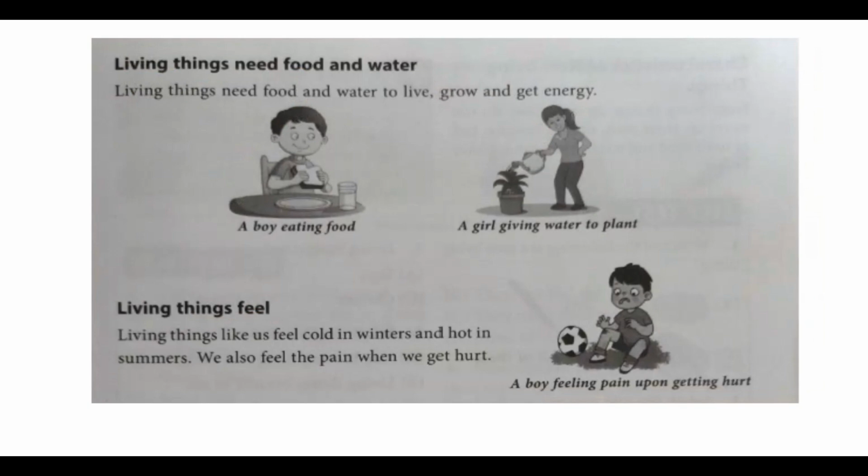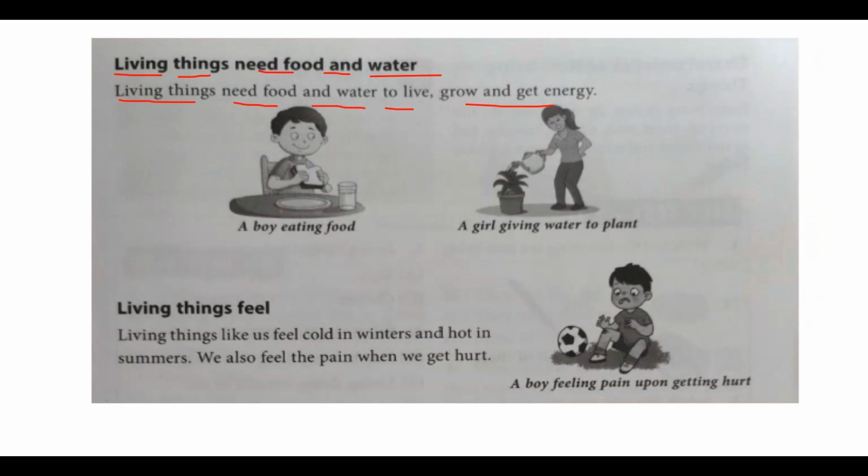Next, living things need food and water. Yes, living things need food and water to live, grow, and get energy. We are also living things, so we feel hungry, so we need food. We feel thirsty, so we need to drink water, and also we grow. We grow and we get energy.